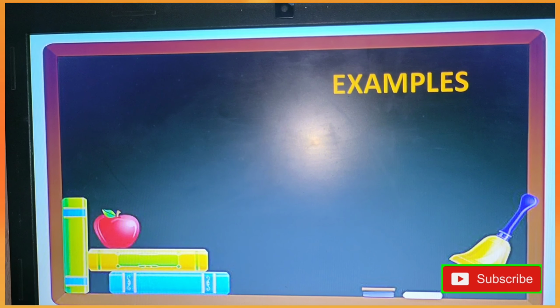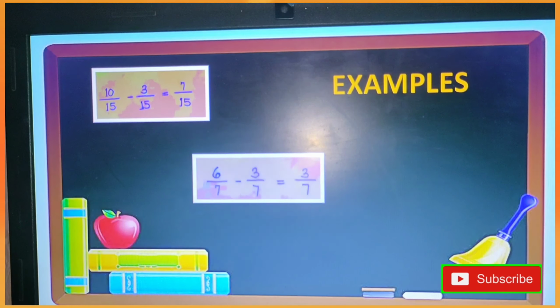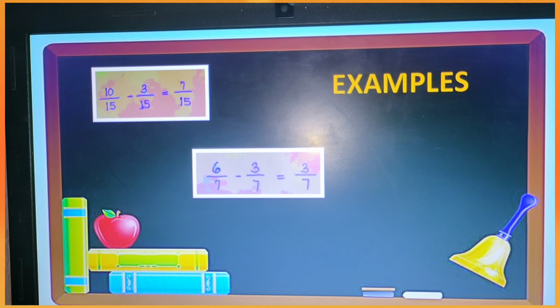More examples. 10/15 minus 3 over 15. 10 minus 3 equals 7. So the denominator is 15. So 7 over 15 is in lowest term. Let's have another example. 6 over 7 minus 3 over 7. 6 minus 3 equals 3. The denominator is 7. So the answer is 3 over 7 and it is in lowest term.